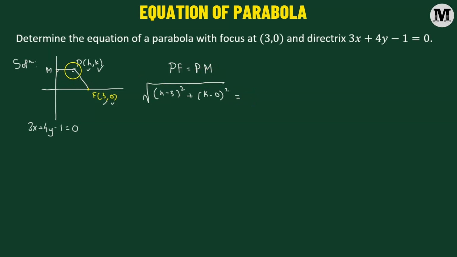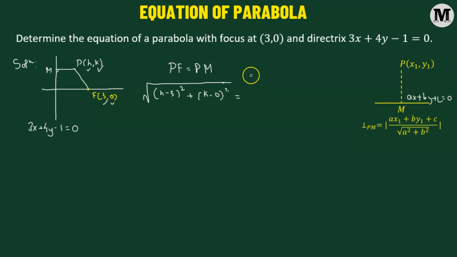Now PM is the perpendicular distance of the point P from the directrix line. How do we obtain this particular length PM? Let's say we have a point P with the coordinates (x1, y1), and then we have a straight line with the equation ax + by + c = 0. If we drop a perpendicular from P on the line such that it meets the line at point M, then this perpendicular distance PM can be obtained by using the absolute value of ax1 + by1 + c divided by the square root of a squared plus b squared. So we're going to use this particular formula here.